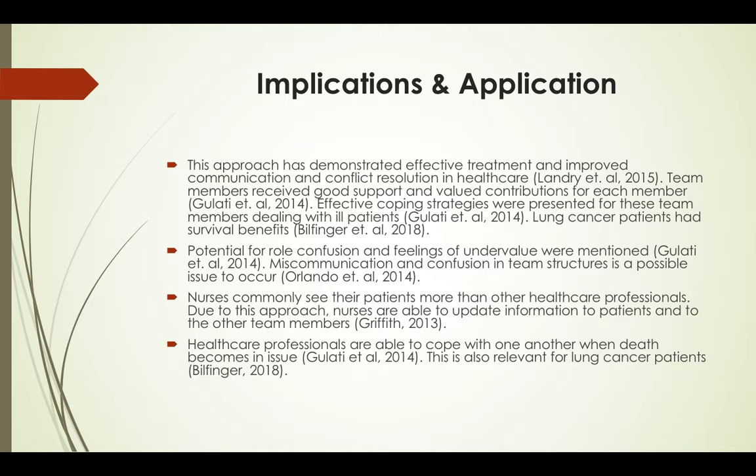Effective coping strategies. For example, we talked about specialties such as oncology, pediatric oncology, and lung cancer patients. Effective coping strategies were presented for these team members in dealing with ill patients and death. Lung cancer patients also had survival benefits due to this. So we can see that there are a lot of similarities in the positive, but also in the negative. There was role confusion, feelings of being undervalued, miscommunication, and confusion in team structures.